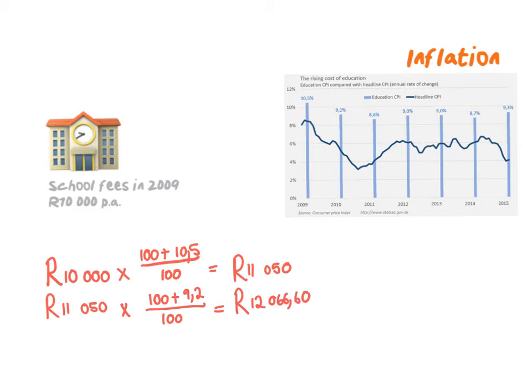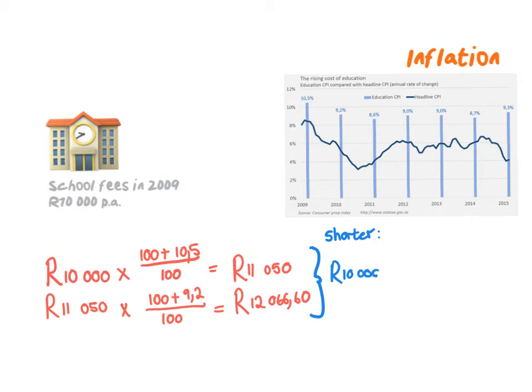R12,066.60. Now be careful, you can't add these two percentages together and multiply by 19.7%, because the 9.2% increase was on the 10.5% increase. So you have to work through all these steps. If you want to do it in a slightly shorter way, you don't have to get the answer in between. Let me just quickly show you the shorter method on the side.